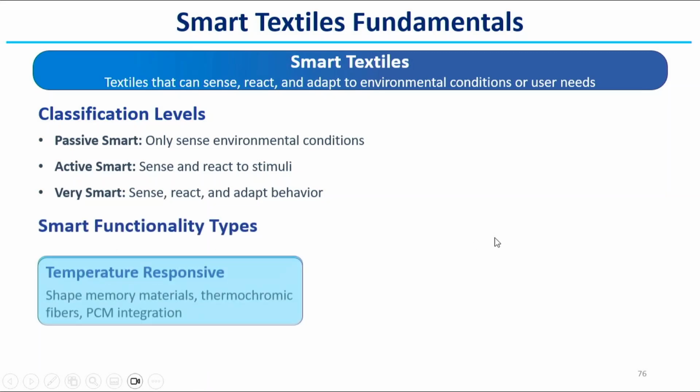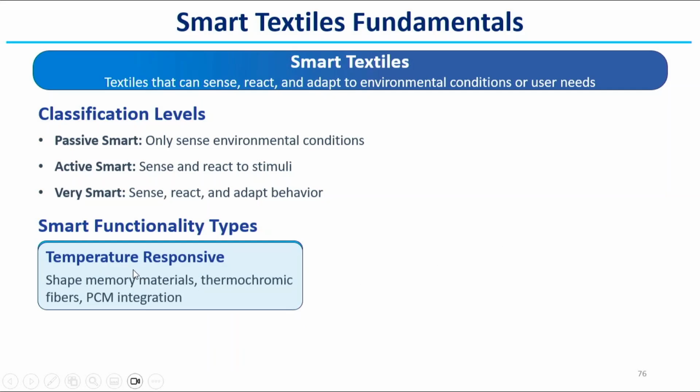Like the functionality, if you see, temperature responsive smart textile: that is shape memory polymer or thermochromic fibers or PCM integrated fiber. So, these are temperature responsive smart textiles.